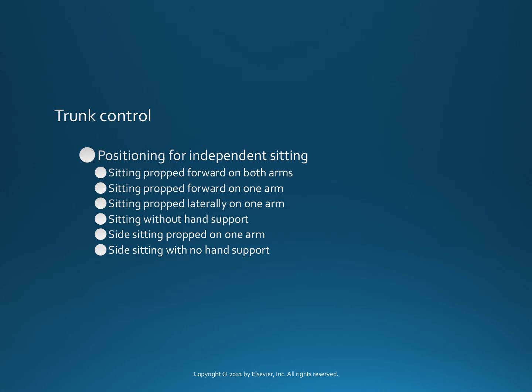And then we progress to side sitting, because side sitting requires trunk rotation, and so it requires greater trunk control than upright sitting. So side sitting propped on one arm would precede side sitting with no hand support. We can also utilize bolsters to work from that one arm support to no support as we work to that side sitting with no support final position for trunk control here.